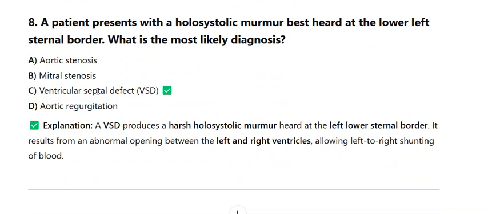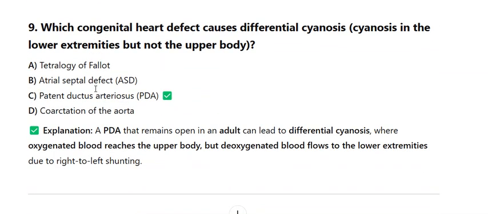9. Which congenital heart defect causes differential cyanosis? Cyanosis in the lower extremities but not the upper body. A. Tetralogy of Fallot. B. Atrial septal defect, ASD. C. Patent ductus arteriosus. D. Coarctation of the aorta. Explanation: a PDA that remains open in an adult can lead to differential cyanosis, where oxygenated blood reaches the upper body, but deoxygenated blood flows to the lower extremities due to right-to-left shunting.